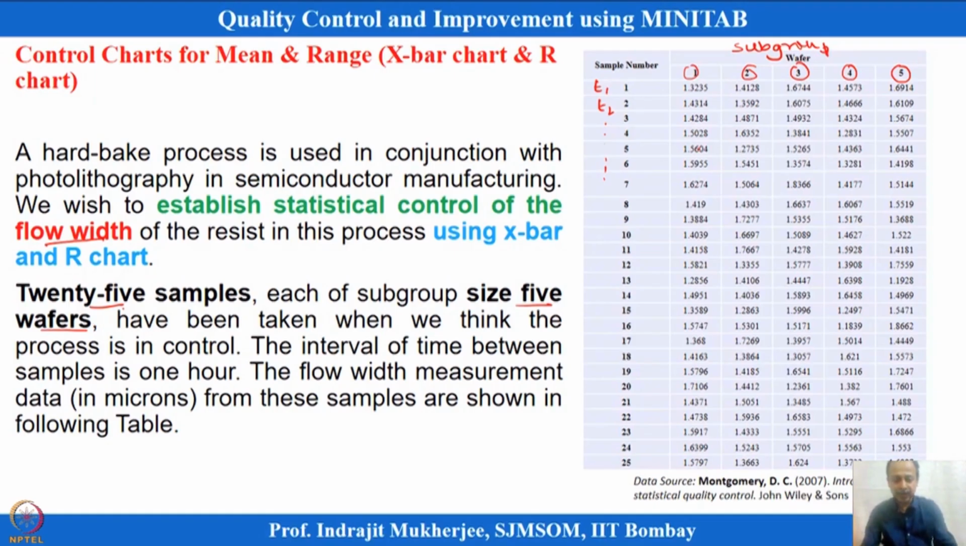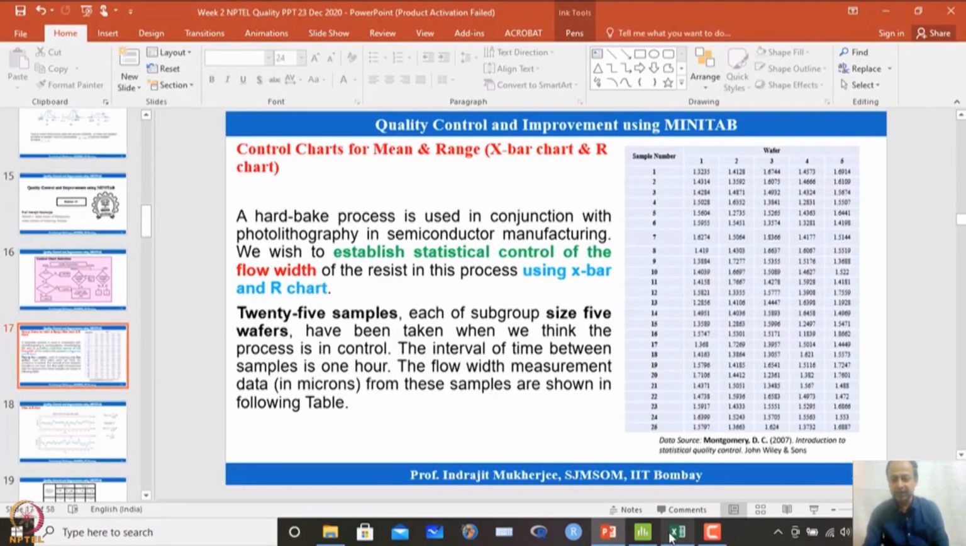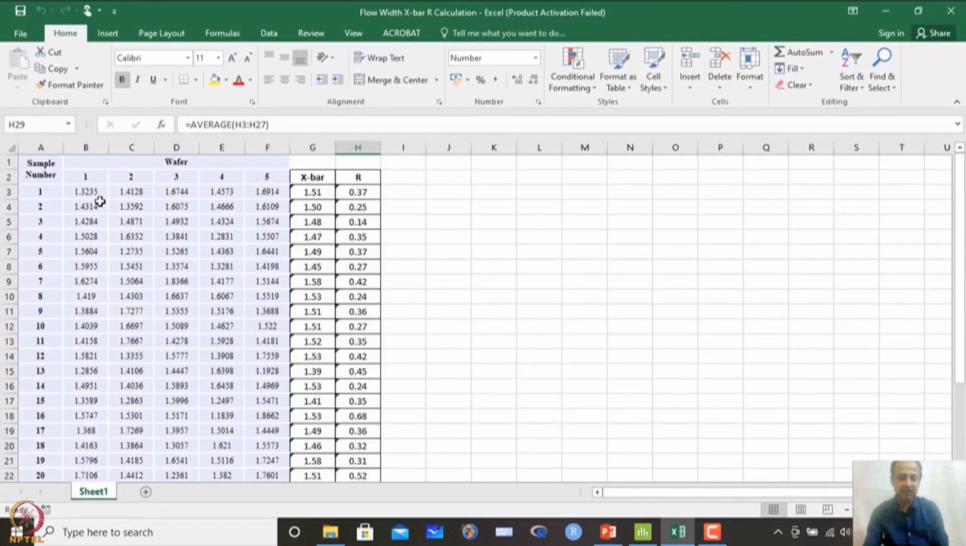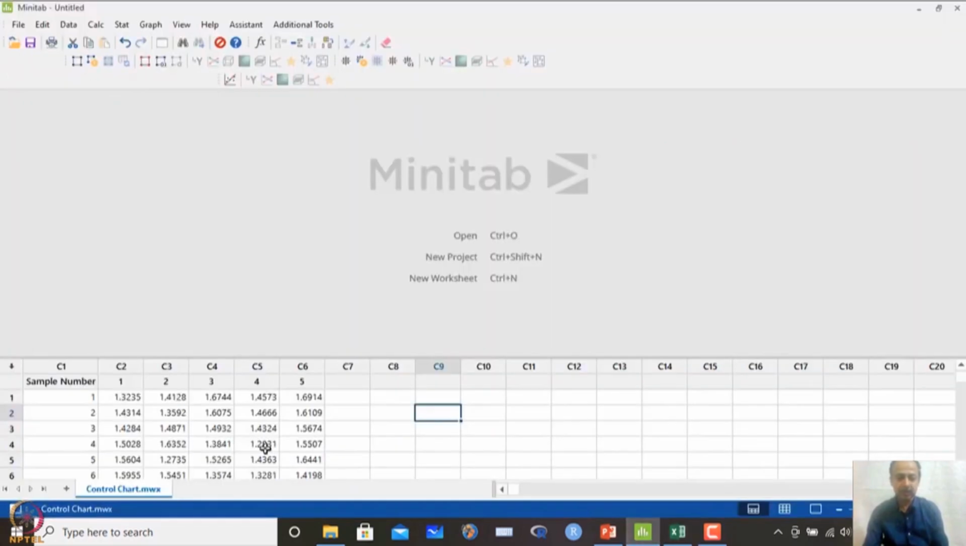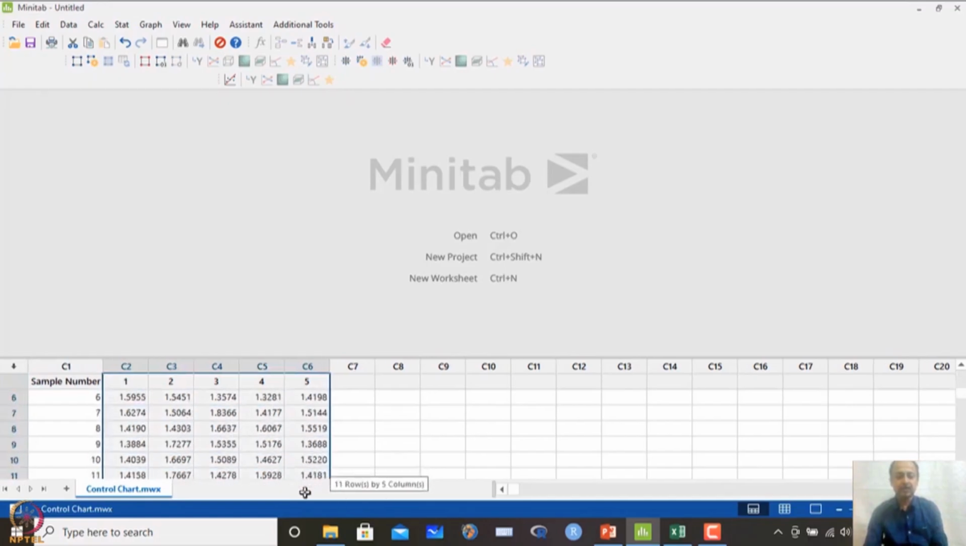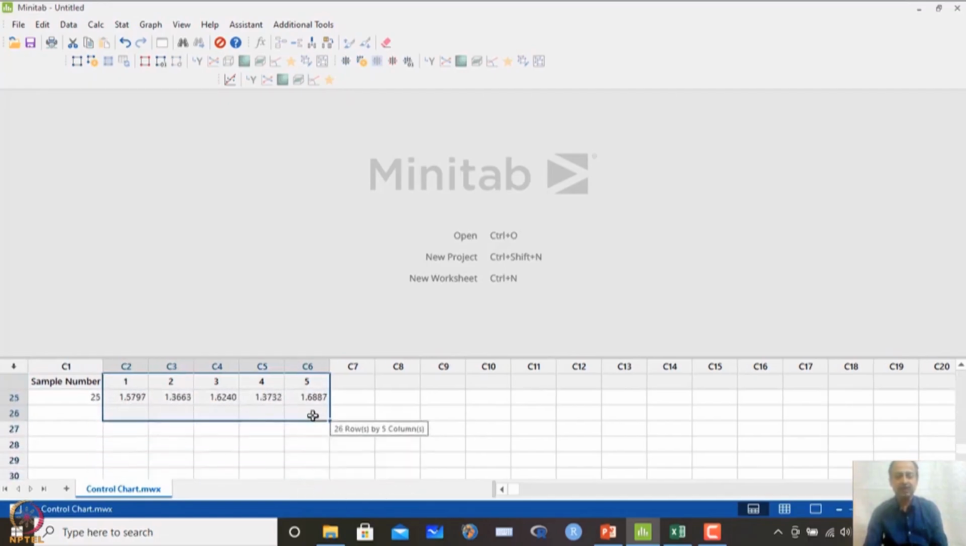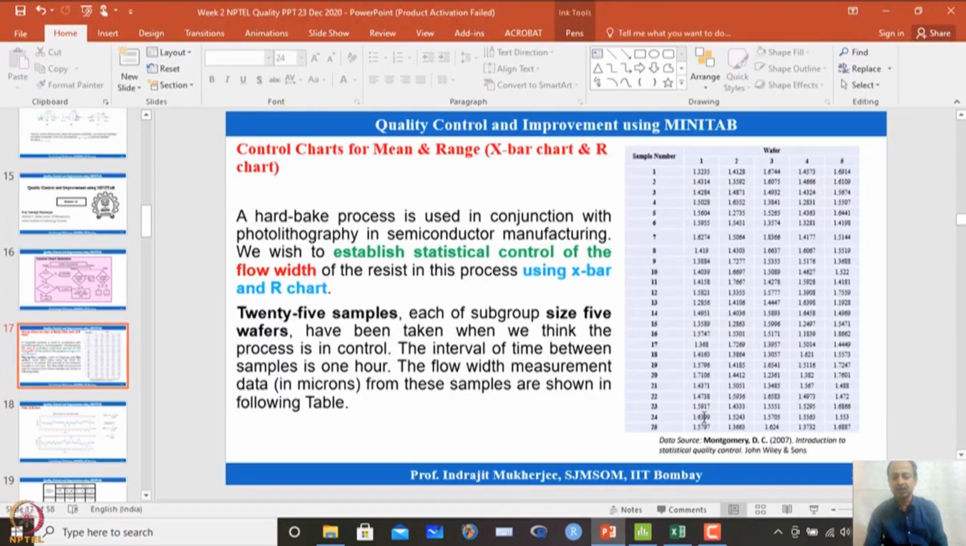Then I showed you how to do that, and in that case what we have is a data set like this. Last time what we have done is that we have taken it to MINITAB worksheets like this. This is sample number 1, and 1 to 5. So, these are the sample observations that we have.